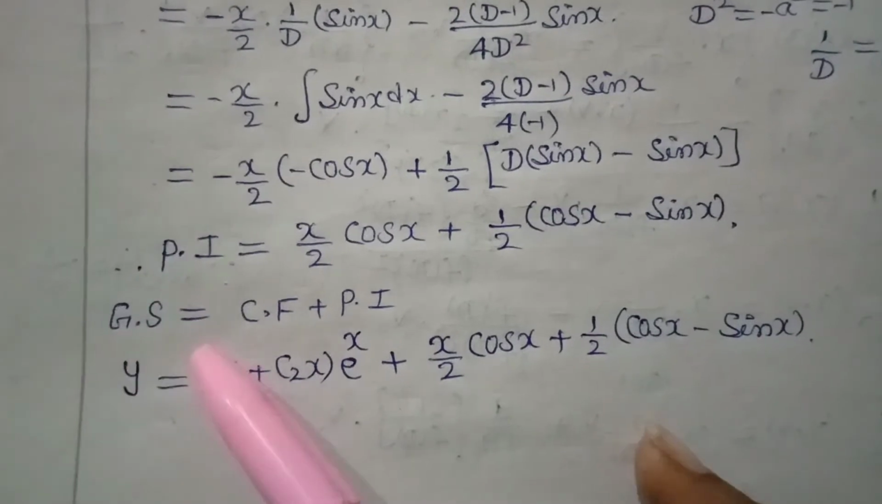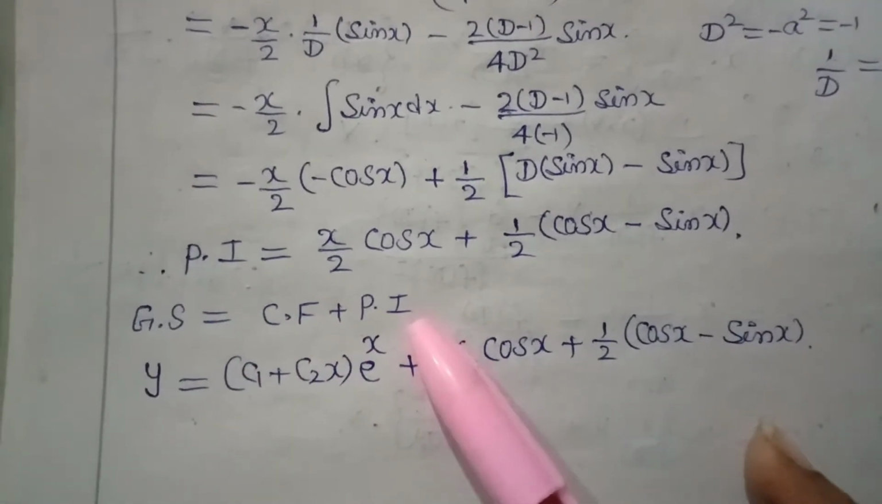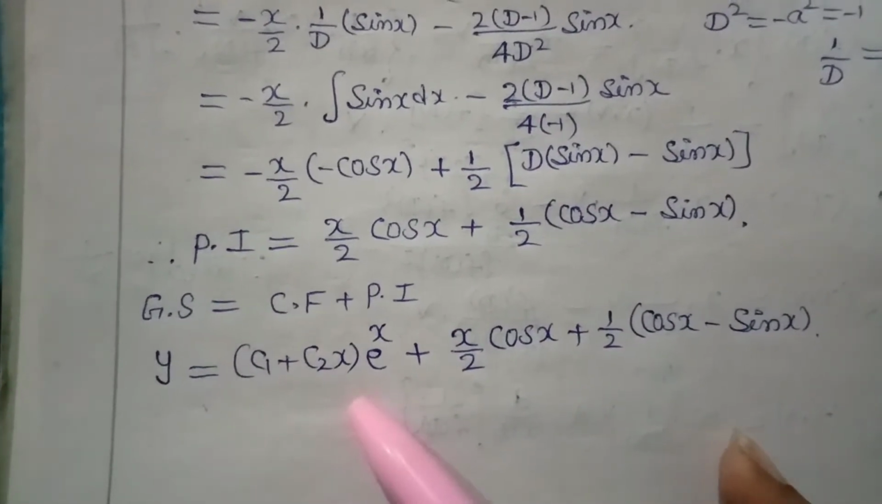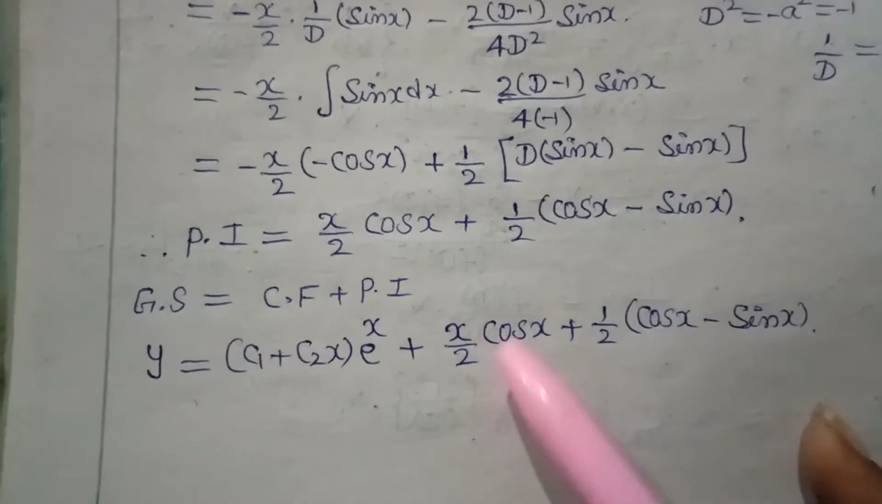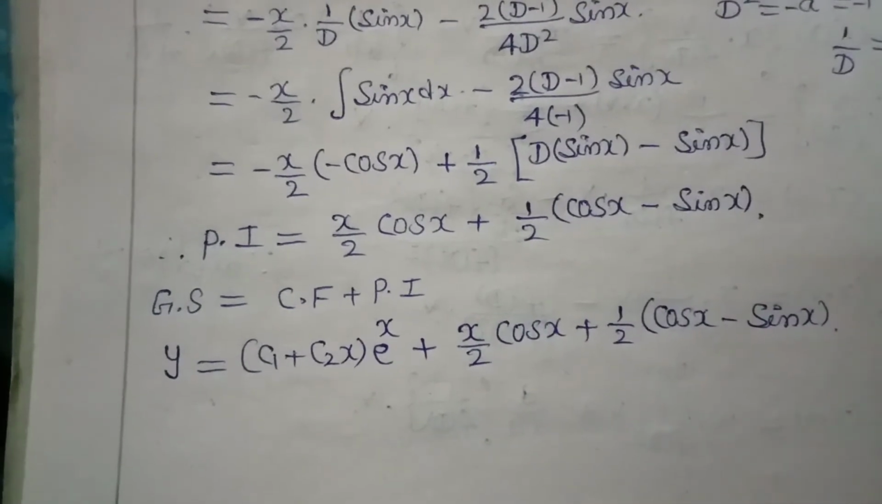Hence a general solution y is equal to complementary function plus particular integral. So let's substitute the two values. So y is equal to c1 plus c2x into e power x plus x by 2 cos x plus half into cos x minus sin x. Let's see one more problem.